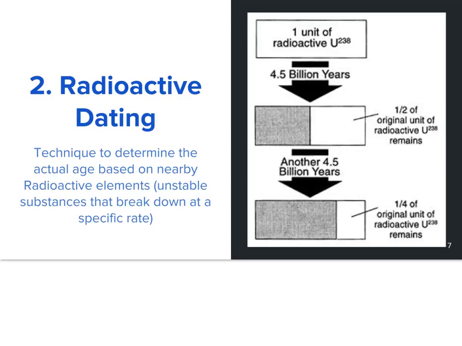The rocks near the fossils contain radioactive elements. These radioactive elements are unstable substances that decay or break down very slowly. Each radioactive element breaks down at a specific speed. Scientists can compare the amount of the radioactive substance remaining to determine the actual age of the fossil.